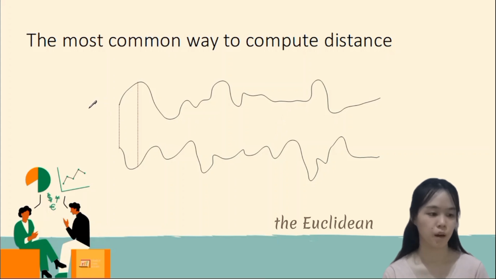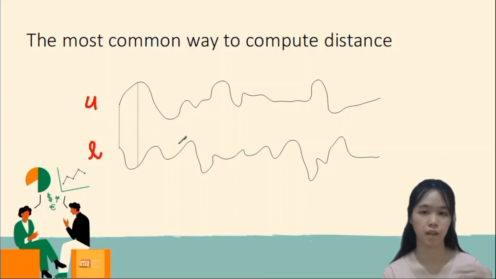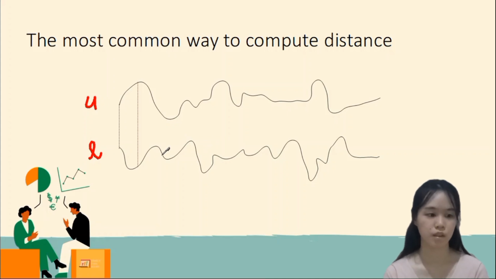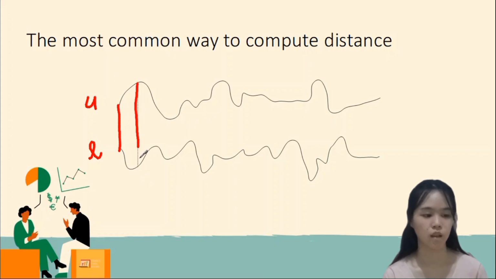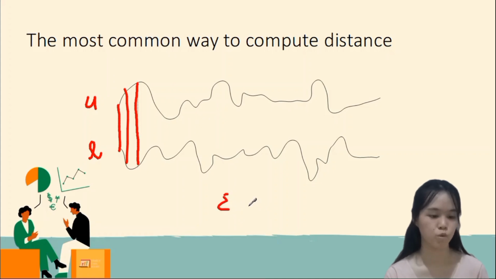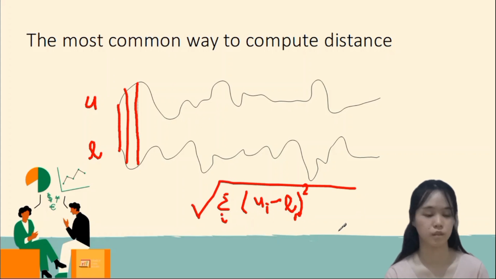Now, the most common way to compute distance between two time series is using the Euclidean. So let's say that we have the upper series and the lower series. We must match the time series based on the index and take the square difference from every index. So here we take the square difference from the first index of both series. And we just do that for every single index, the second one, the third, the fourth, and so on. And then we sum them up. So it will be the sum of the square difference for all index, and then we take the square root of it.